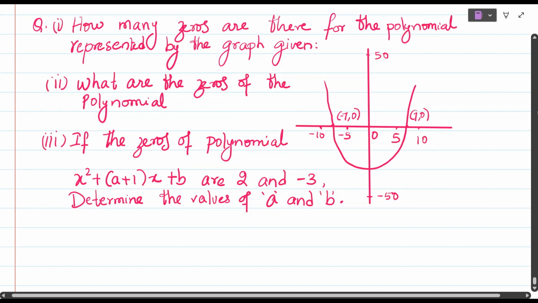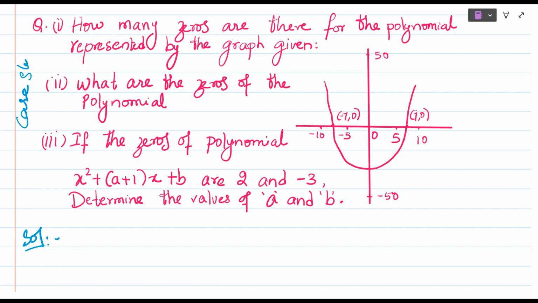Okay. Next question, students. So this is about case study question. So this one you will get in section E, isn't it? Case study question, students. So how many zeros are there for the polynomial represented in the graph given? See, this polynomial is touching the x-axis at how many points? 2 points. Okay. Then how many zeros will be there? 2 zeros will be there.